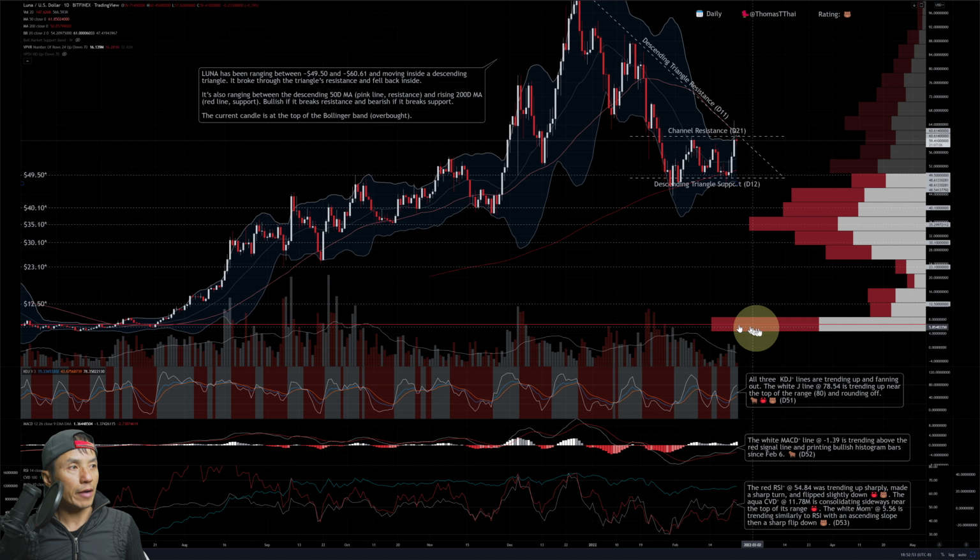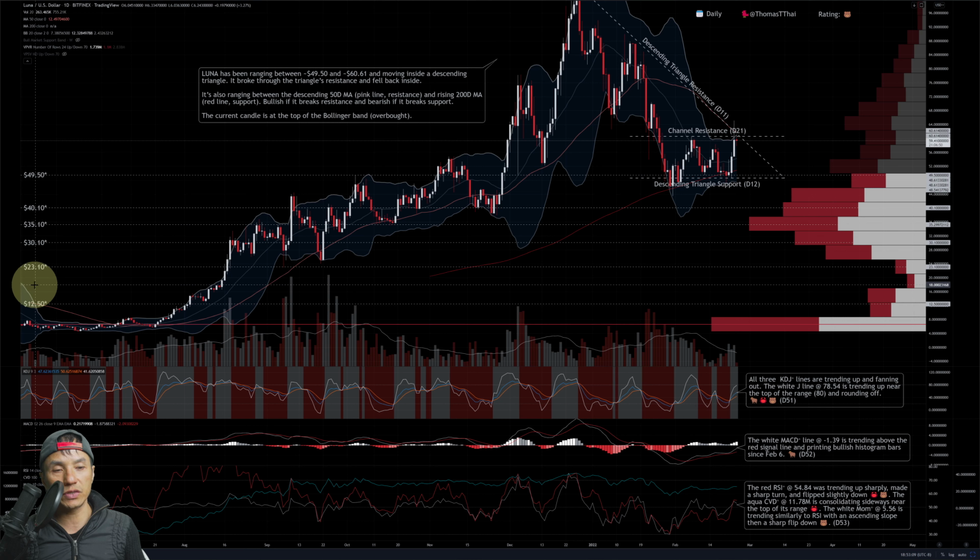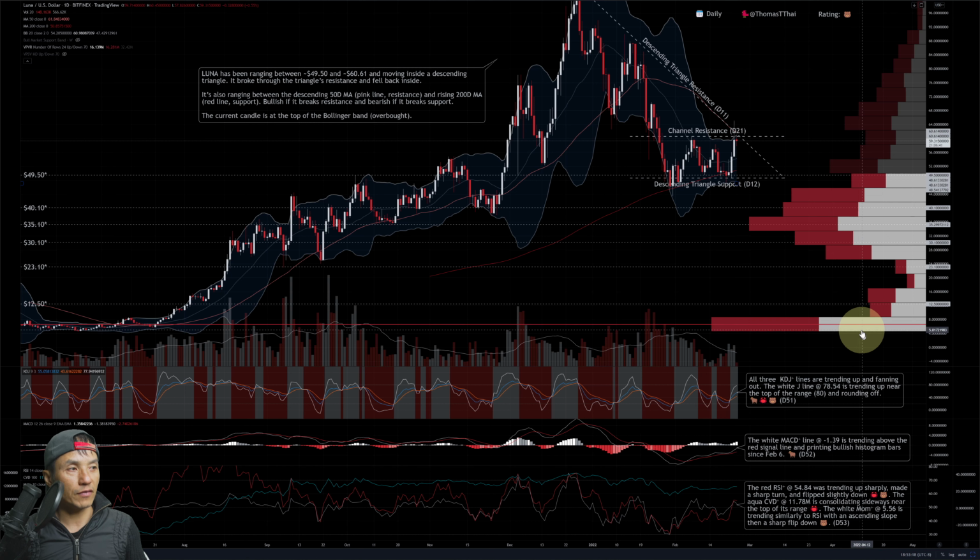A couple other areas we want to focus on for Luna is this area here, roughly around $35.29. That's the second highest traded volume level for this range, going back to roughly June of 2021. The other high traded volume price level is this line right here, which is roughly $6.60. So I want to keep an eye out for that.